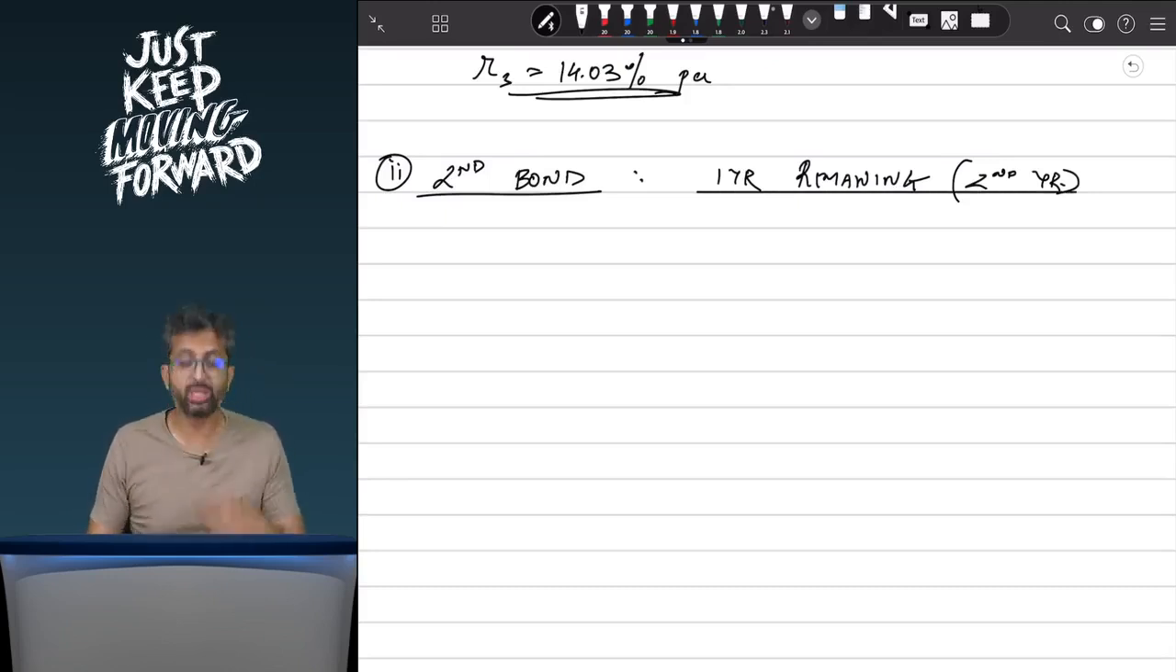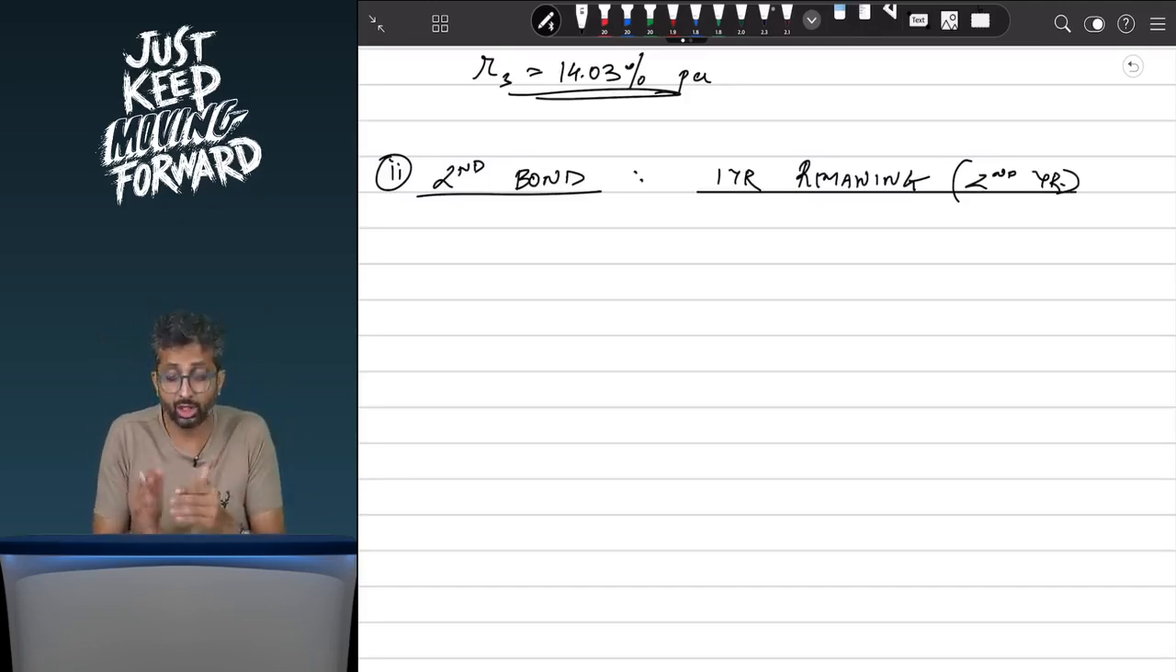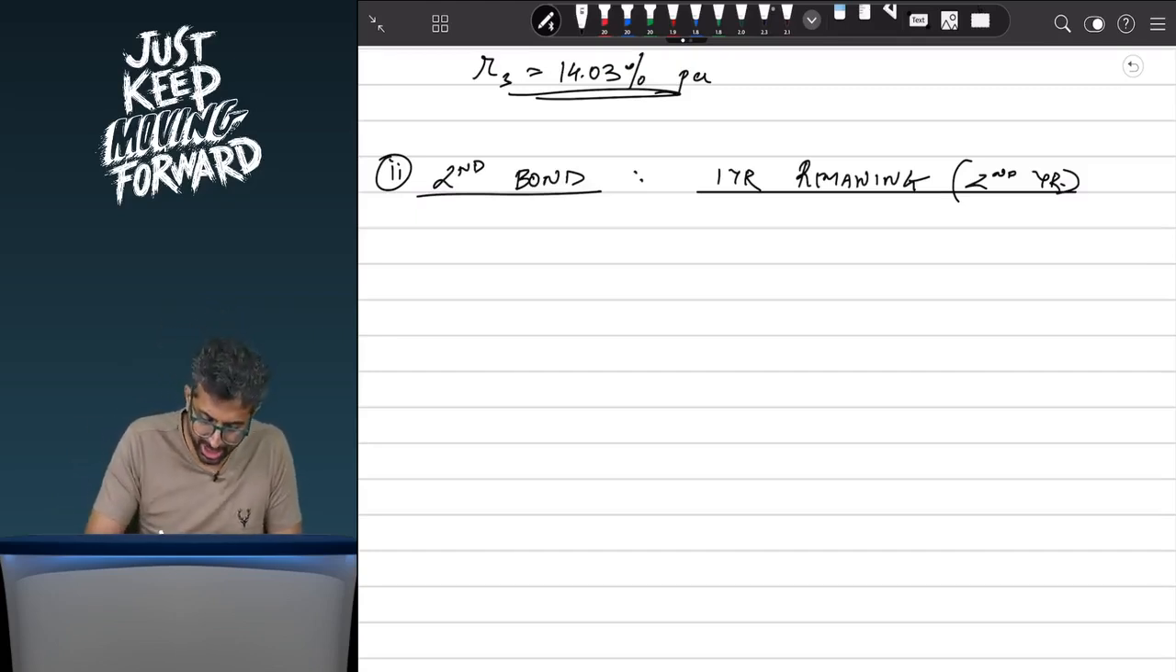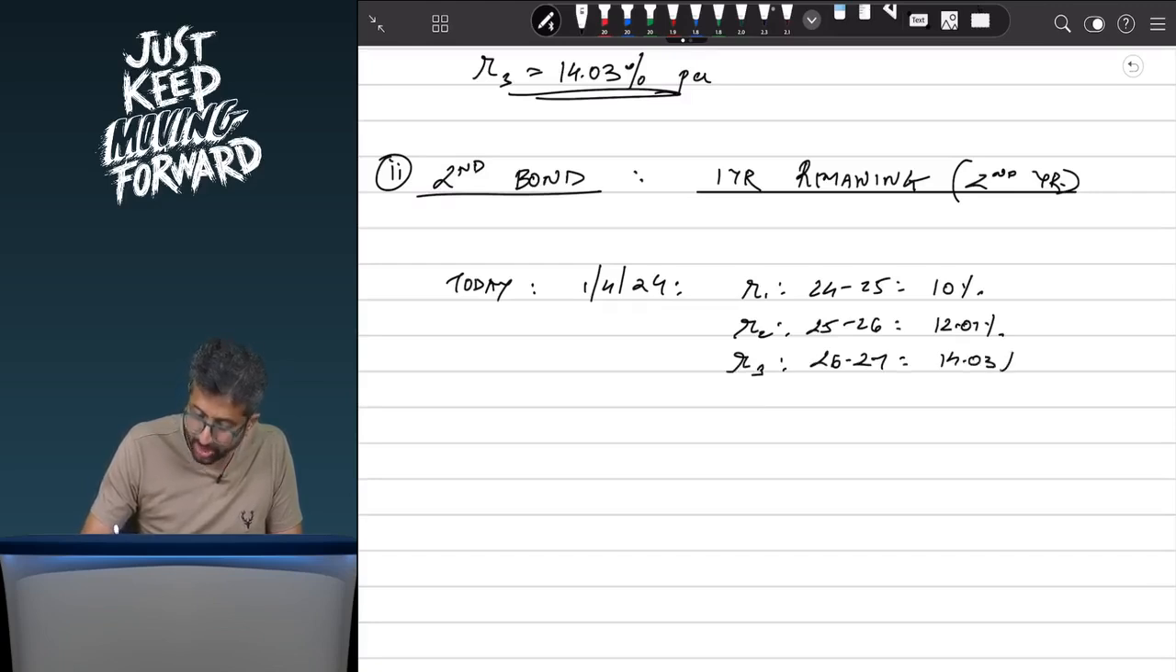Now if I were to go in the market at the end of 1 year, and try to make an investment for 1 more year. Let us say I take dates. Let us say today I was sitting earlier on 1st of April 2024. I expected R1, that is in the year 24-25, I expected the rate to be 10%. R2, that is for the year 25-26, I expected the rate to be 12.01%. And R3, for the year 26-27, I expected the rate to be around 14.03%.